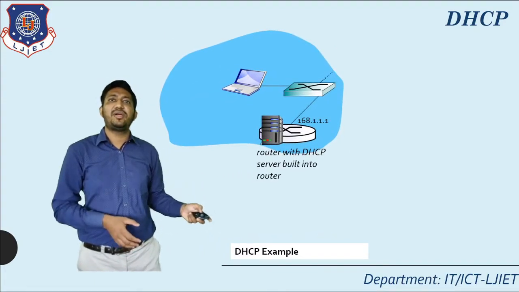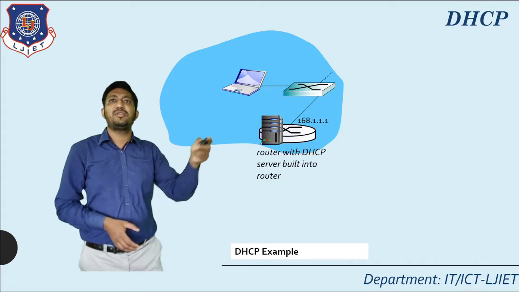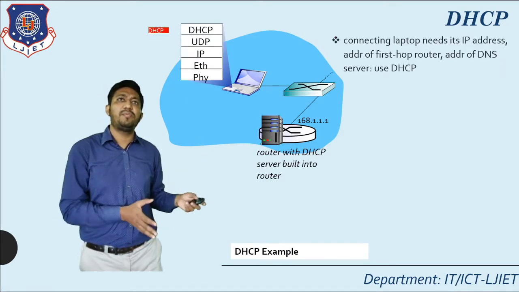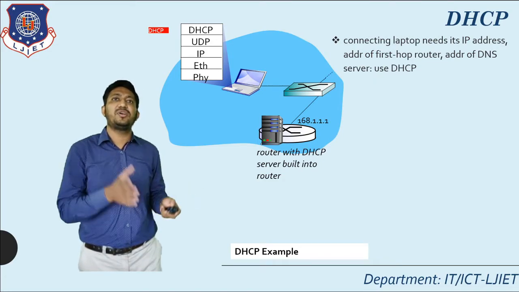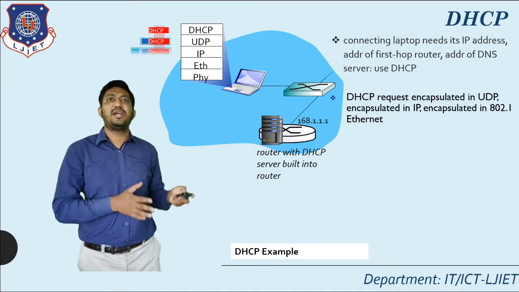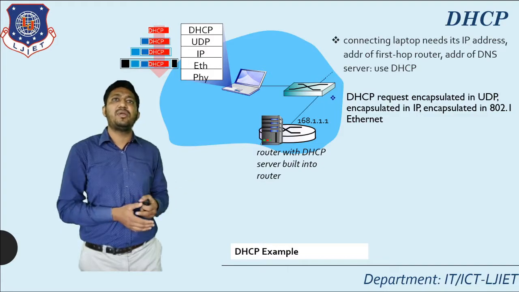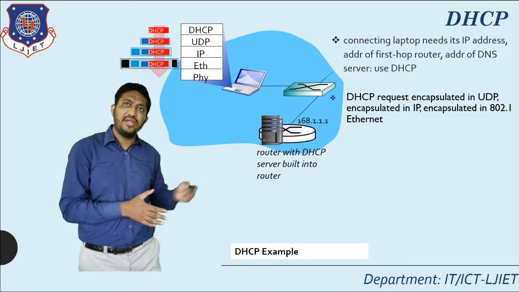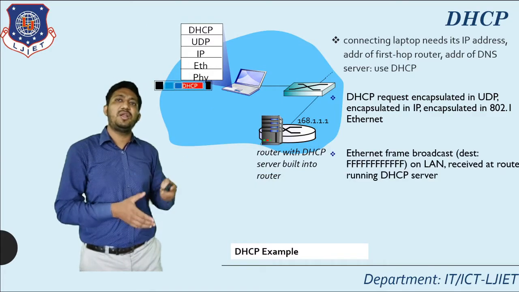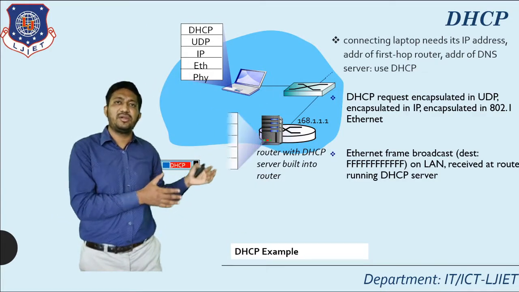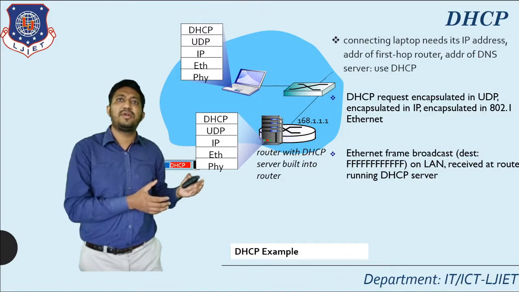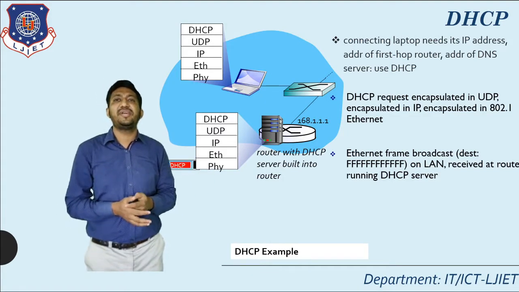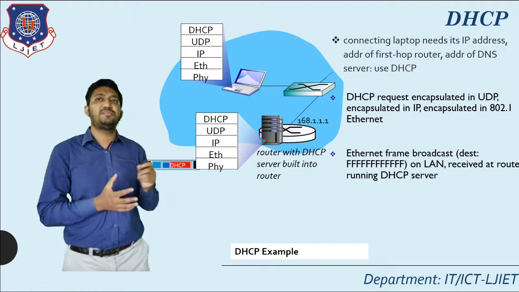Now next scenario, we can consider how that response will be generated here. The connecting laptop needs an IP address and the first hop router address. That will already be generated by our DHCP server, and the DHCP request will be encapsulated here from the laptop, transferred to our Ethernet address and forwarded to this particular server. So this is an example of how exactly our DHCP works in a real-time scenario.